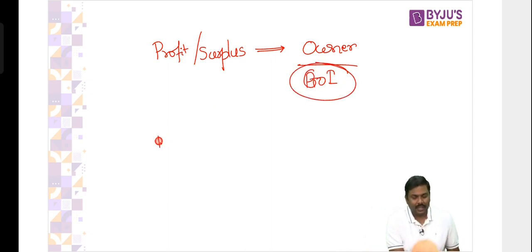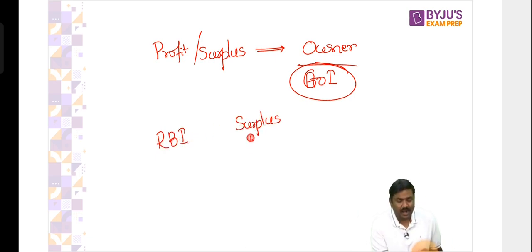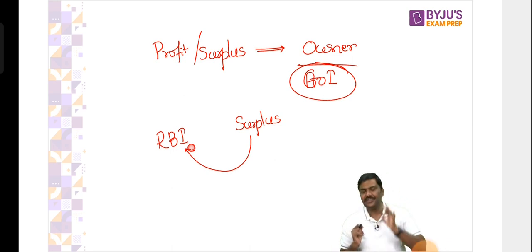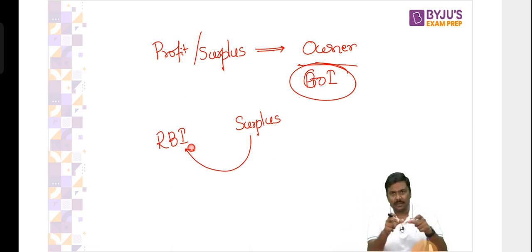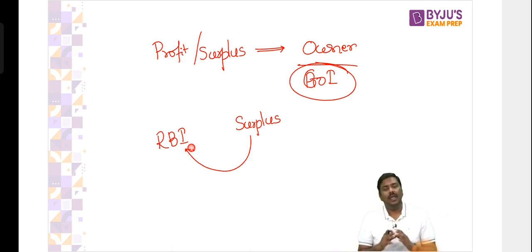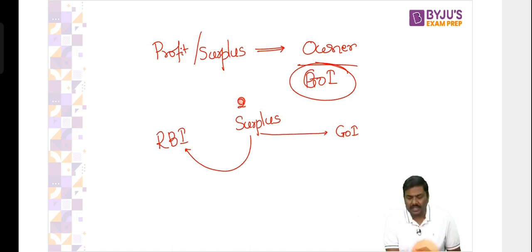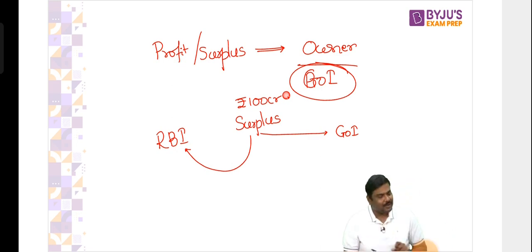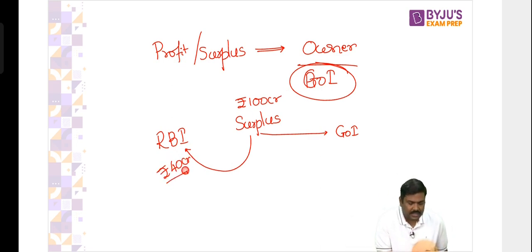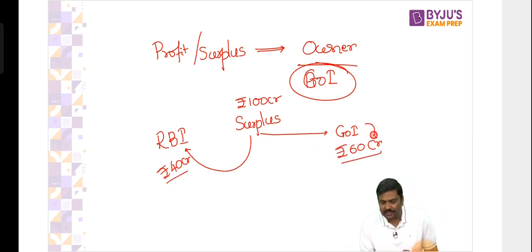Now, follow this carefully. Here is RBI. RBI has earned a certain amount of surplus. What RBI does is, part of the surplus, RBI will keep with itself, and the remaining it will transfer to the Government of India. Let's take a simple number so that you understand. Imagine the surplus earned by RBI is 100 crore. Out of 100 crore, RBI will keep, let's say, 40 crore rupees, and the remaining 60 crore rupees will be transferred to the Government of India.